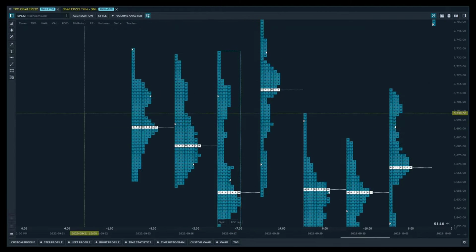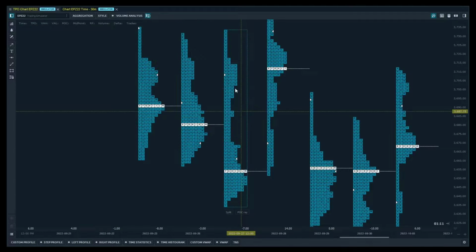And so what that can tell you is that on this day, if we're confused about the structure of the market and we want to know what was the auction doing at that time, we can look to the rotation factor and say -7. Okay, so price was drifting down throughout this day. So a negative rotation factor, price drifting down. A positive rotation factor typically means that price was drifting upwards.